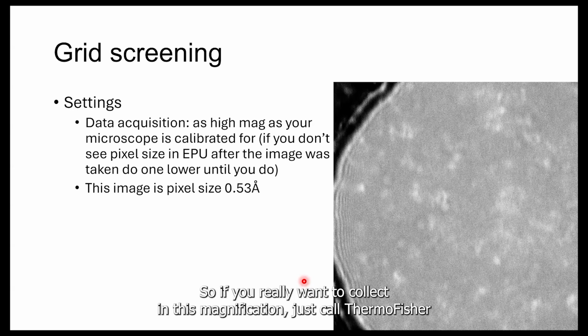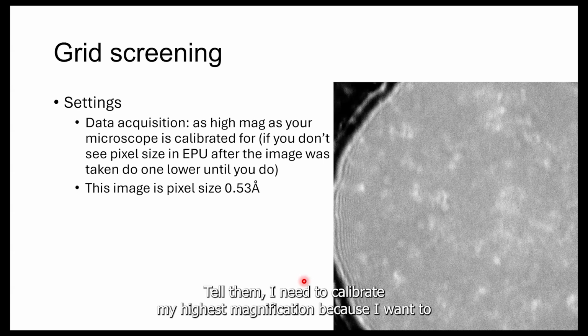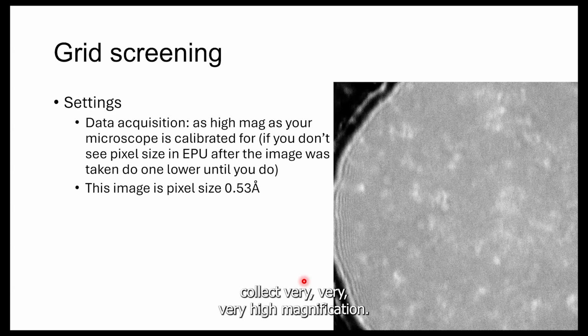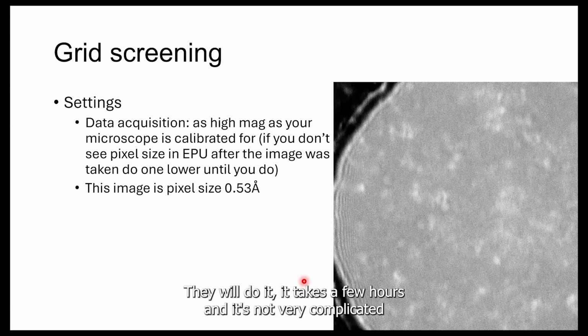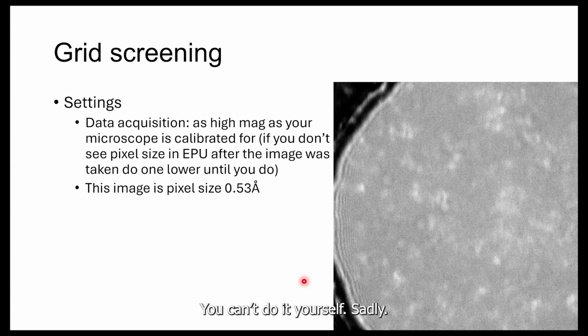So if you really want to collect in this magnification, just call Thermo Fisher and tell them, I need to calibrate to my highest magnification because I want to collect at very, very high magnification. And they will come, they will do it. It takes a few hours and it's not very complicated, but they need to do it. You can't do it yourself, sadly.